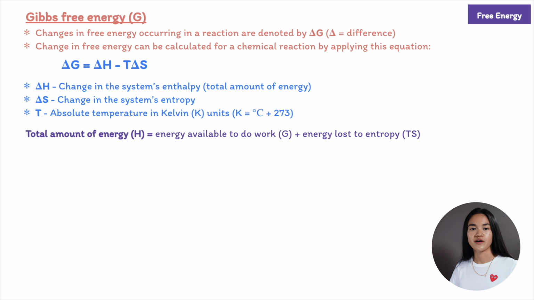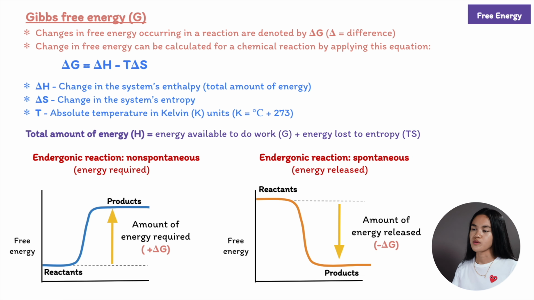Before we move on to the next part of this lecture, let's do a quick recap on what we've just covered so far. Delta G is the free energy of the products minus the free energy of the reactants. If delta G is positive, that is, the products have more free energy than the reactants, an input of energy is required to drive the reaction forward, and so it's non-spontaneous. This is an endergonic reaction. And if the reaction has a negative delta G, the products have less energy than the reactants, and energy is released to do work, and so it can move forward spontaneously. This is an exergonic reaction.